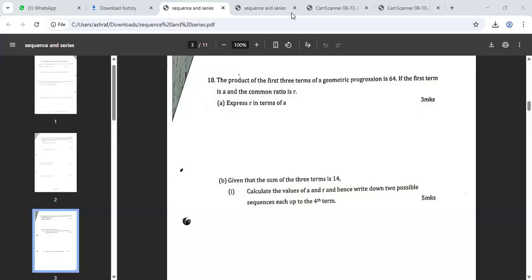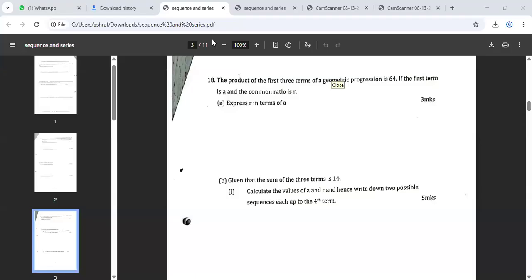People are not responding. I'm not sure if you can hear me. Let me ask this person. 276, unmute yourself. R is 4 over A. 4 over A, good. You can see the screen. Okay, R is 4 over A.